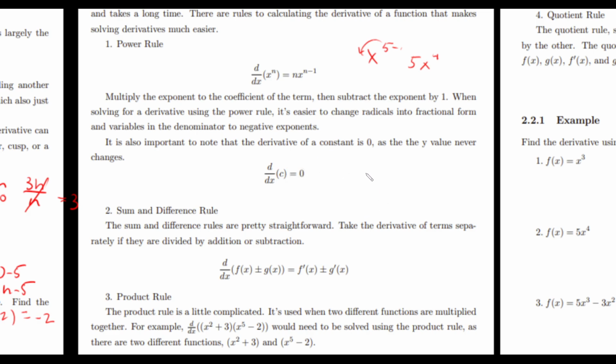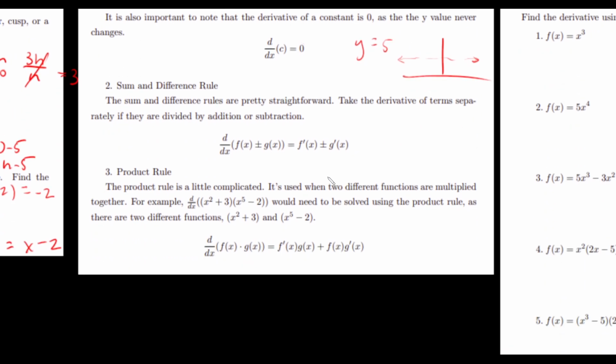Here's why. If you say y equals 5 as your function, and we draw that out on a graph, it just looks like this, right? That means the slope is just 0. It just never changes, and that's why the derivative is 0. Next, the sum and difference rule, which is literally just if you're taking the derivative of two different terms, you can just take them separately.